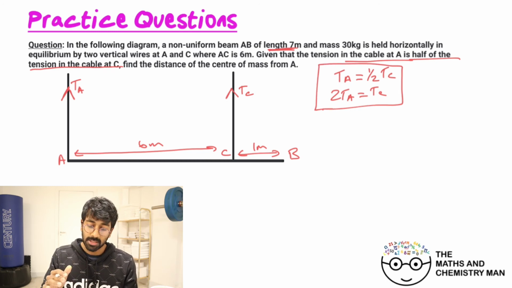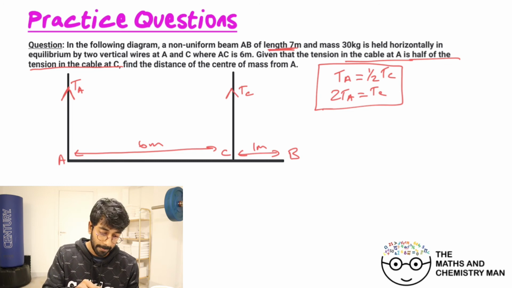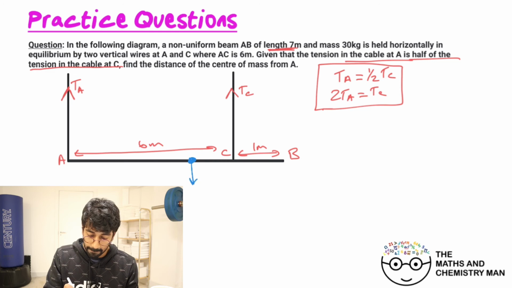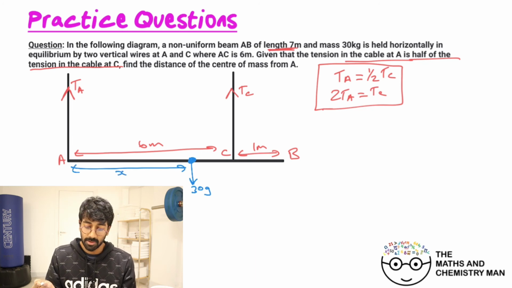Now, the last thing we need to do on our diagram is fill in where we think the center of mass is going to be. So just pop that anywhere. I'm just going to say it's here for now, downwards, and that there's 30g. And the distance, we'll call that x. Okay, and I think we're ready to go again.